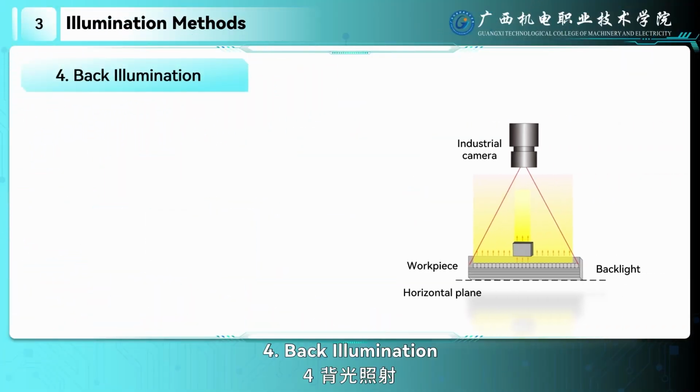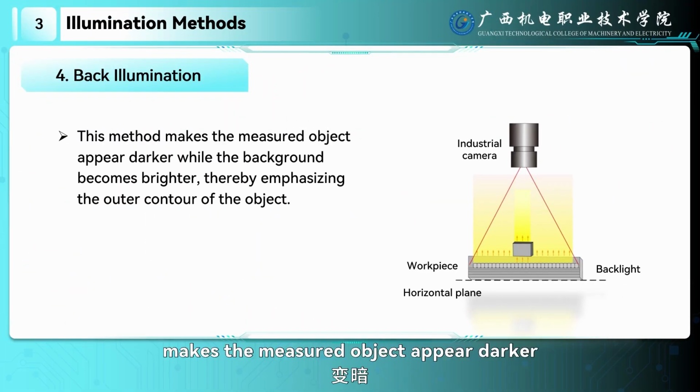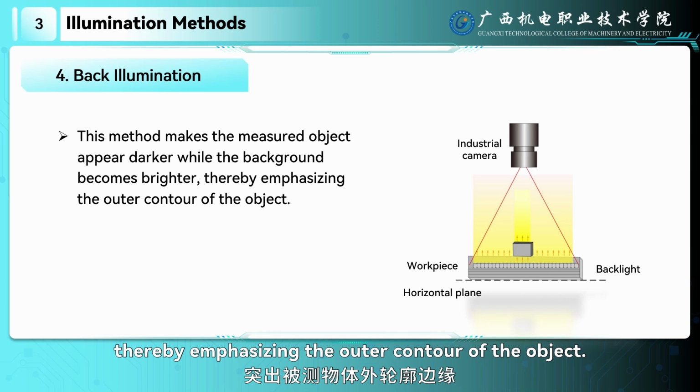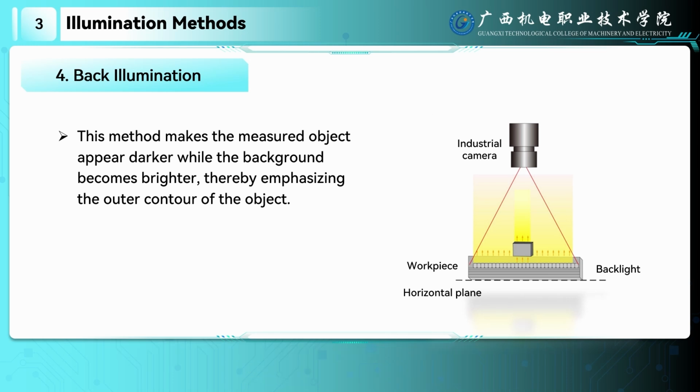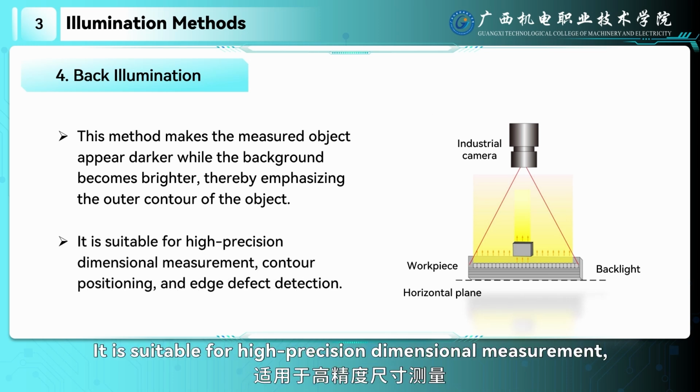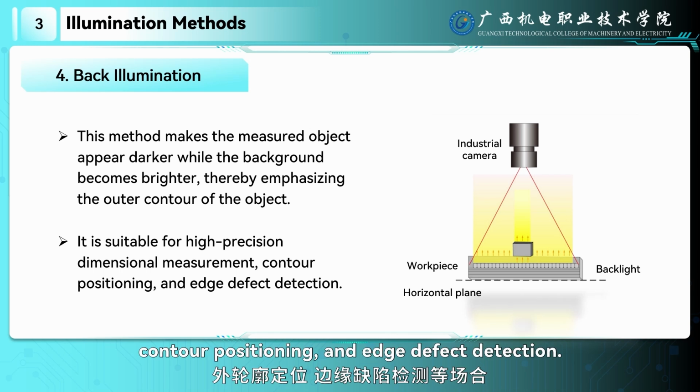4. Back illumination. This method makes the measured object appear darker while the background becomes brighter, thereby emphasizing the outer contour of the object. It is suitable for high-precision dimensional measurement, contour positioning, and edge defect detection.